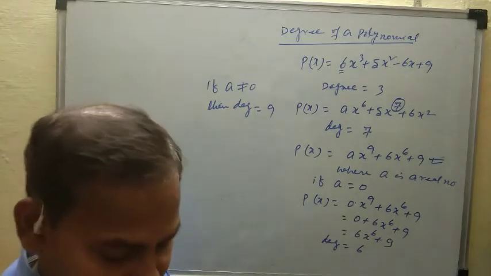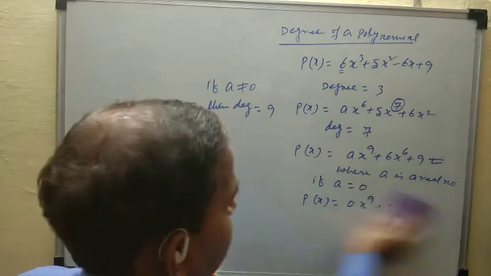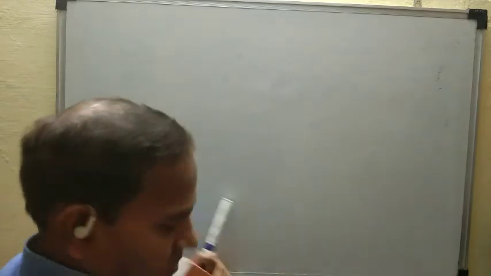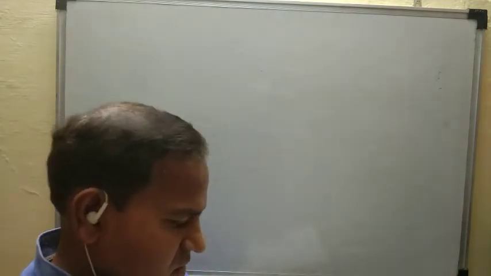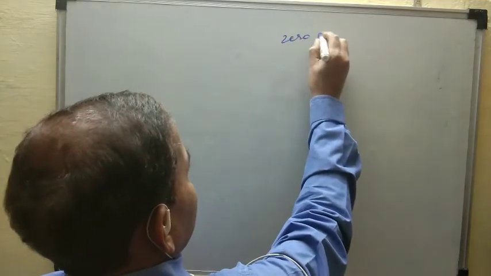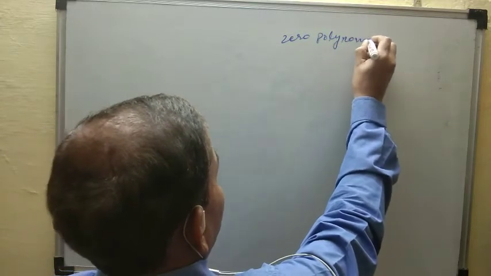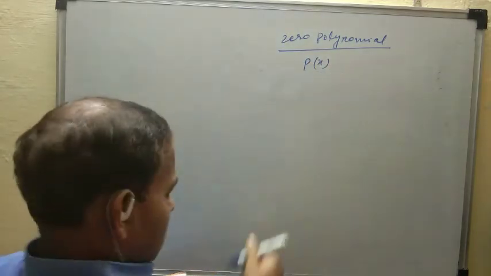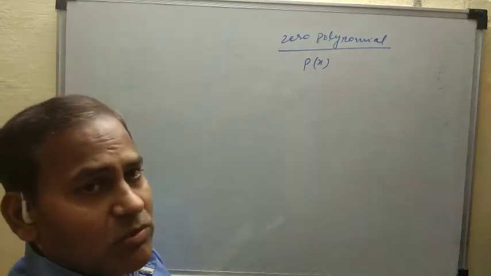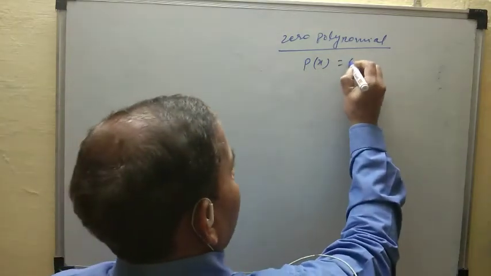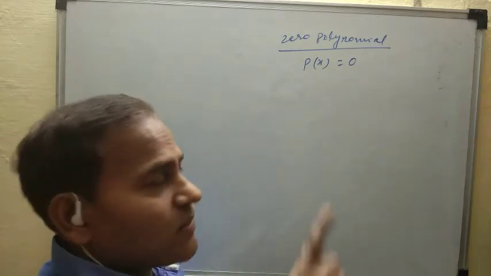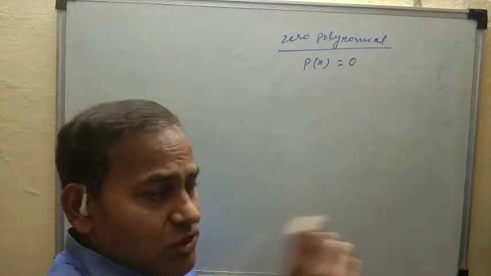So, degree clear? Okay. Next, zero polynomial. A polynomial p of x is called a zero polynomial when p of x is equal to 0.